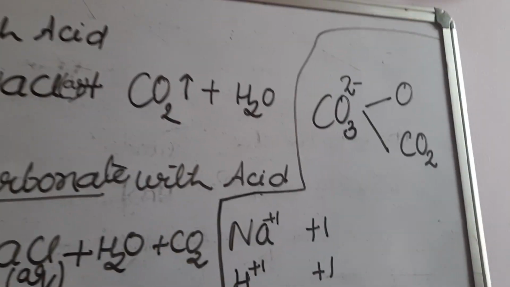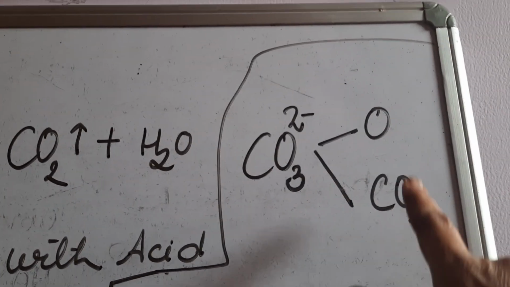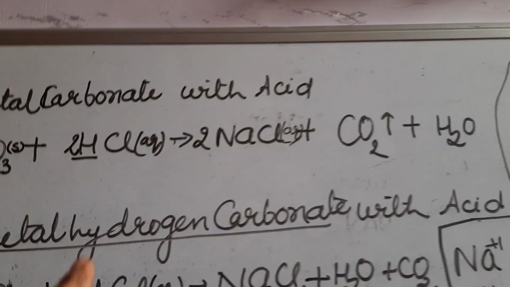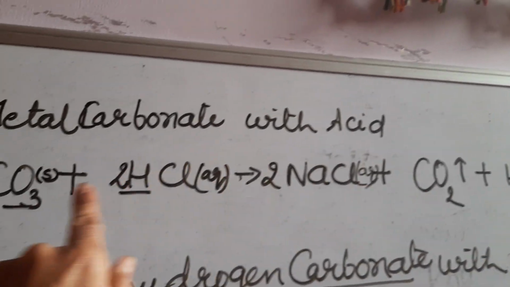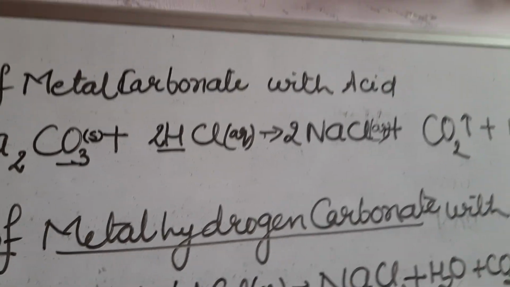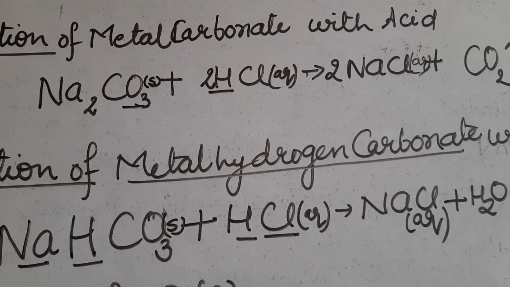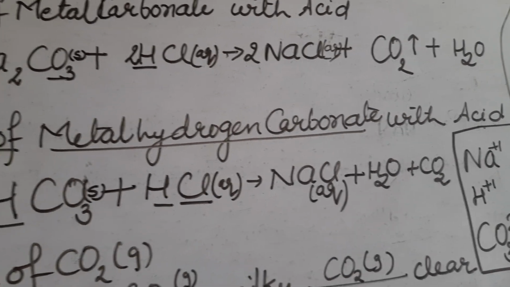See here, this is your carbonate. Carbonate is made up of carbon dioxide and oxide ion. So this oxygen of carbonate combines with hydrogen to give water, and carbon dioxide gas is released. So metal carbonate, when it reacts with acid, forms salt, carbon dioxide and water.